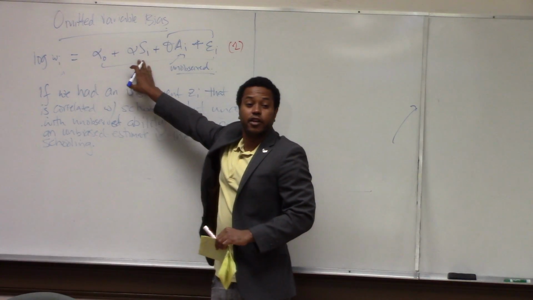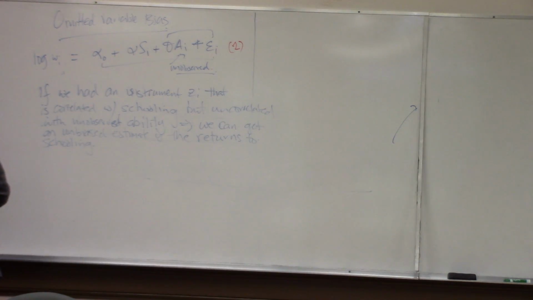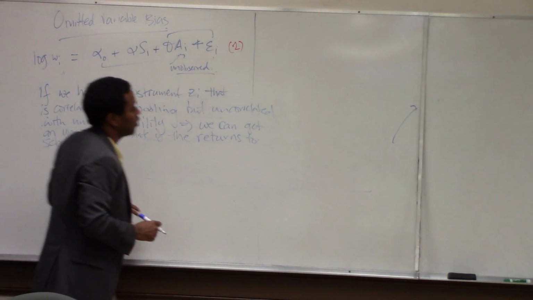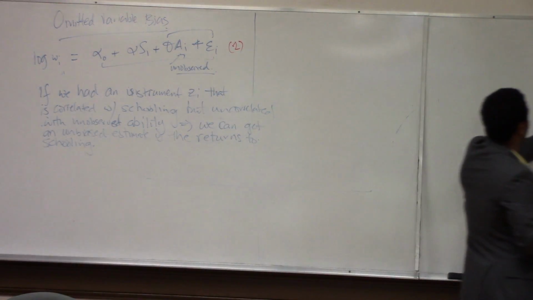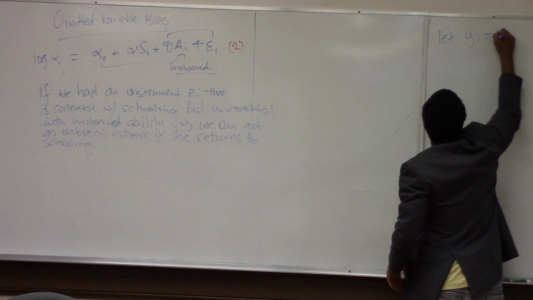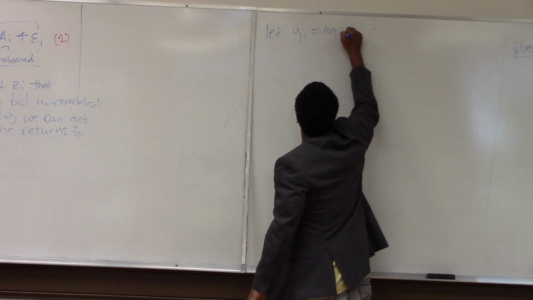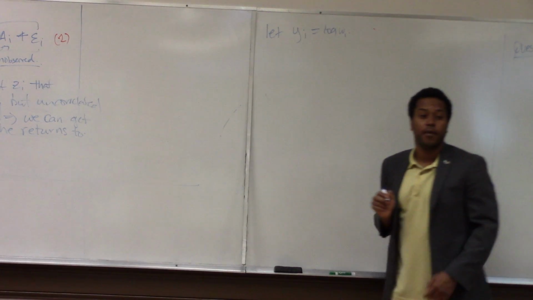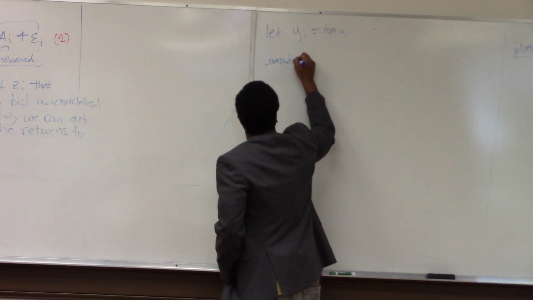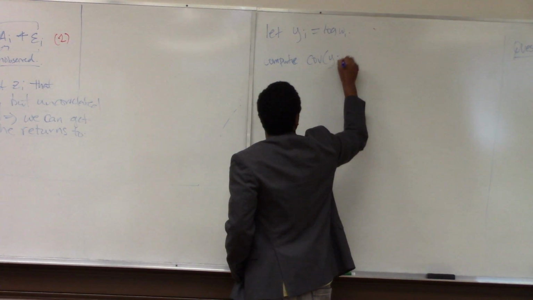So this is our model here, right? To see this, what we could do is, as we did previously, let yi be the log of wages. Let's compute the covariance of yi with zi.